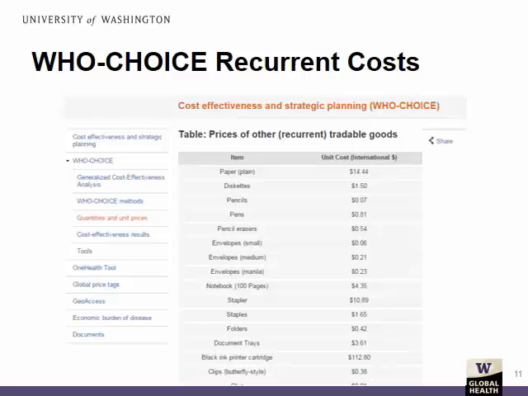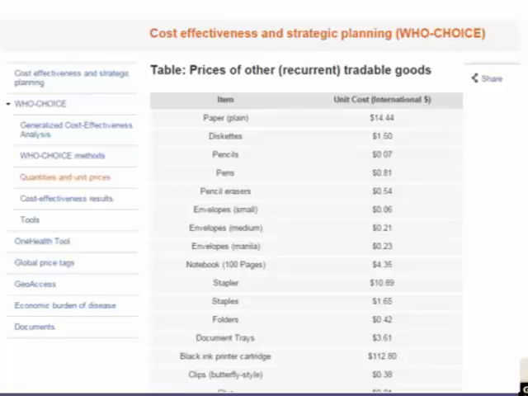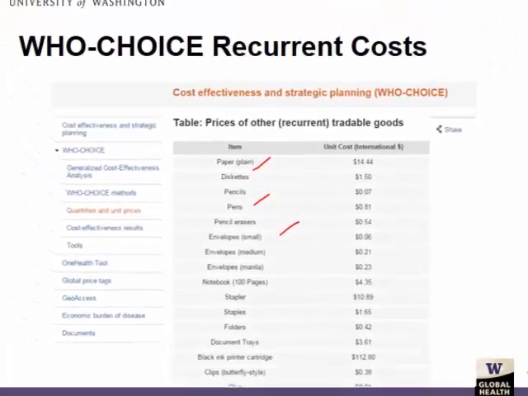And here is the recurrent cost page, and here you'll find things like paper and pens and envelopes, really small stuff, but you have estimates for these, and these estimates are by region. They are by WHO region, so they can be really useful in performing a study. If you're doing a study, these are going to be very important resources for you.